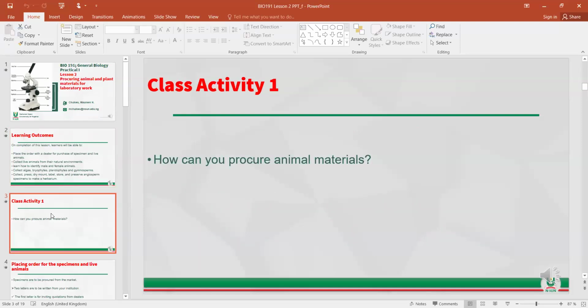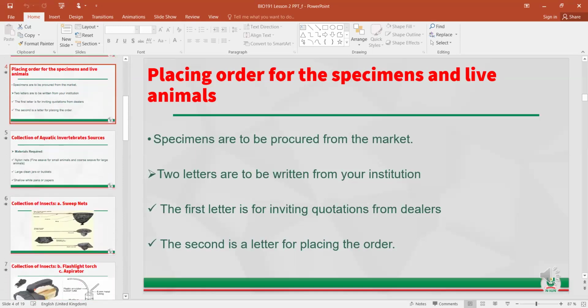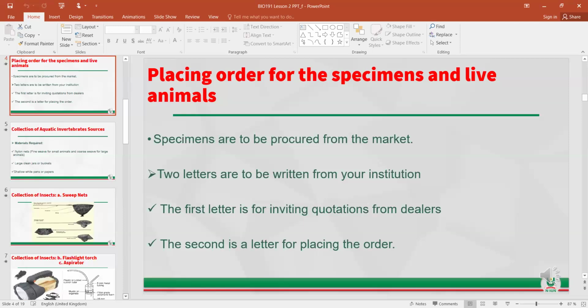Quickly attempt these activities. How can you procure animal materials? Placing order for the specimen and live animals.